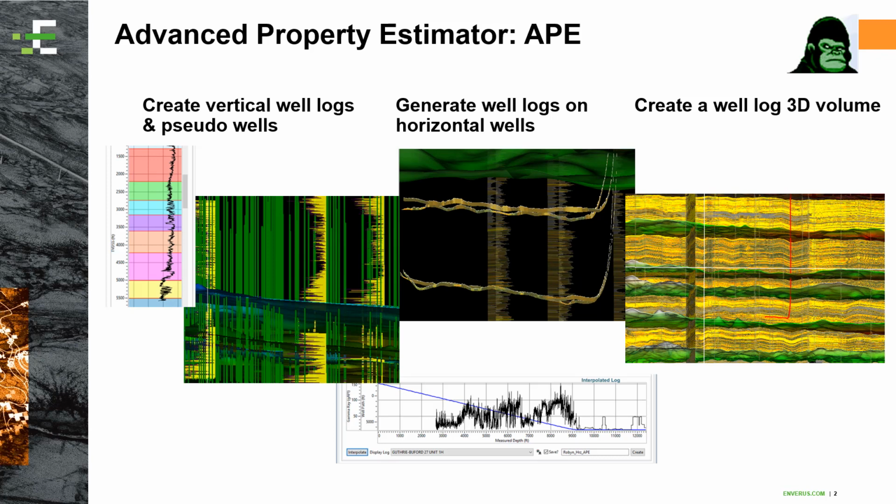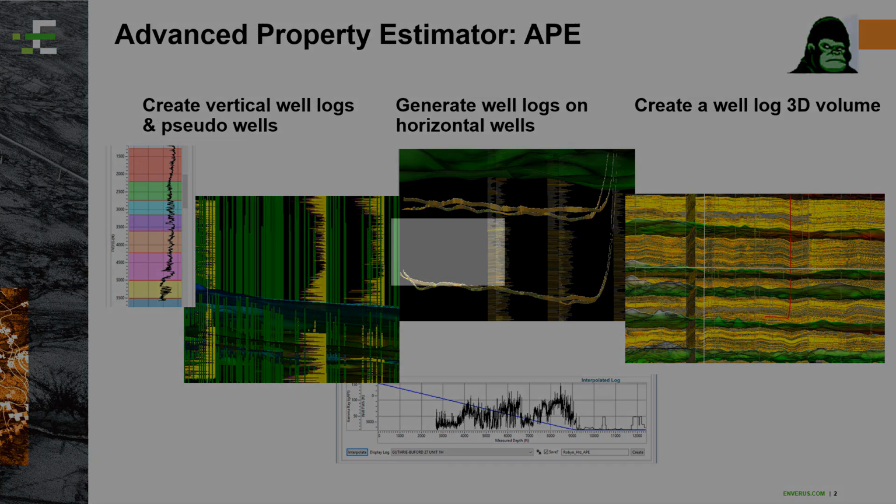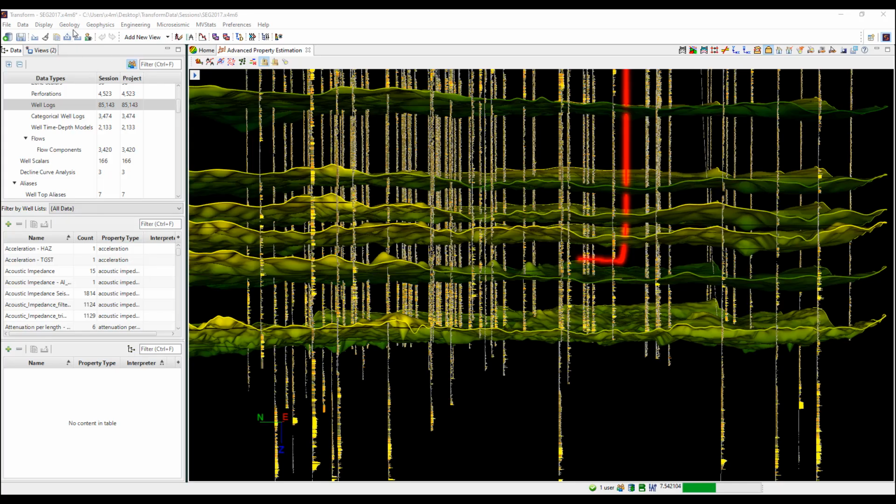Within this series, we will use the Advanced Property Estimator to create vertical logs and pseudo wells, generate well logs on horizontal wells, and create a well log 3D volume. Let's get started. Well, how does the APE work? Let's dig into this a bit.